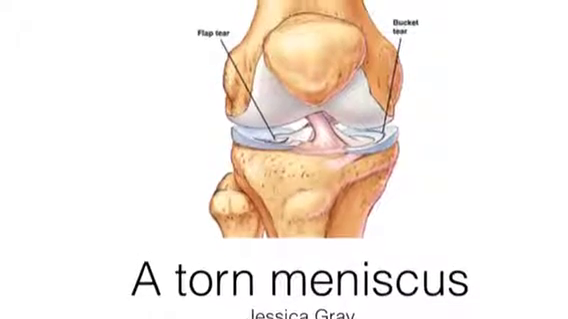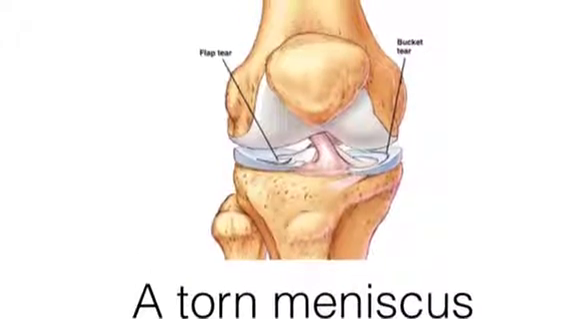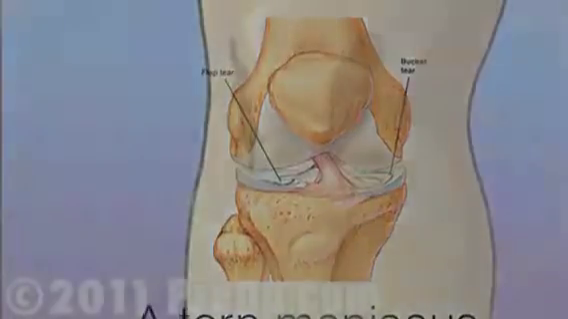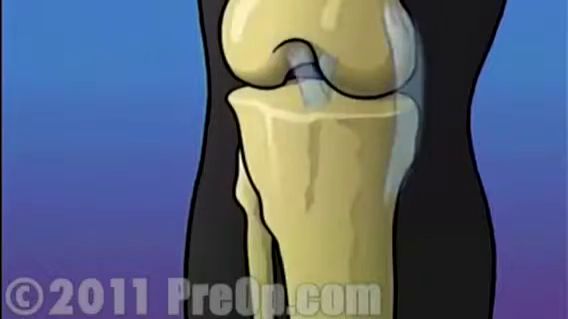A torn meniscus is a tear to the semicircular tissue in the knee joint. Each knee joint has two crescent-shaped cartilage menisci. These lie on the inside and outside of the upper surface of the tibia. The cartilage menisci act as shock absorbers and provide comfort for the knee joint.